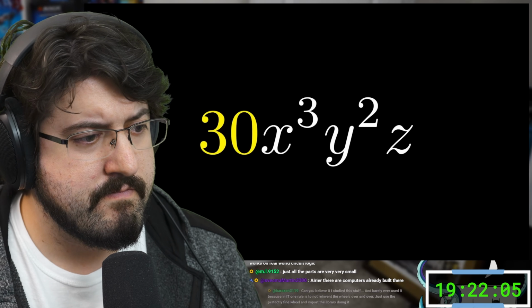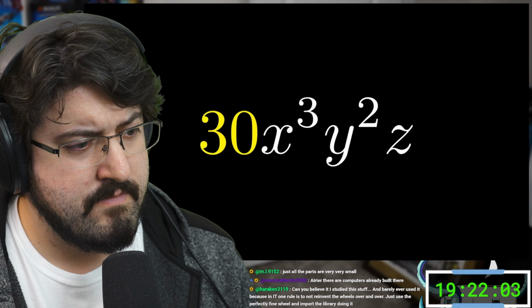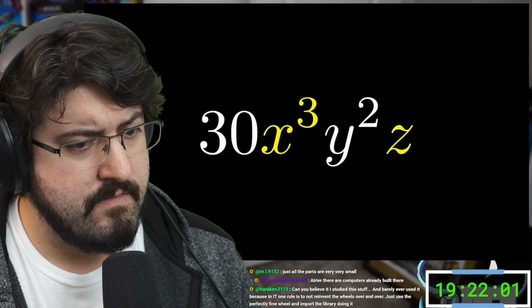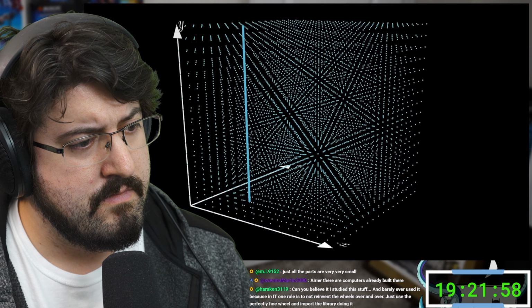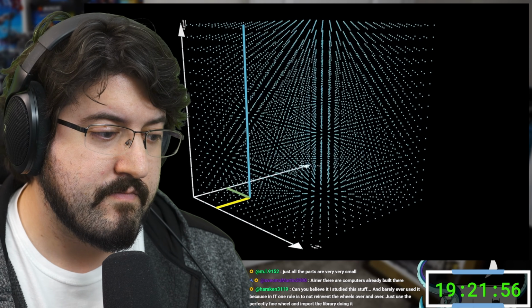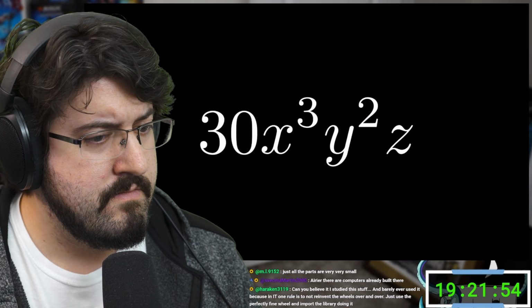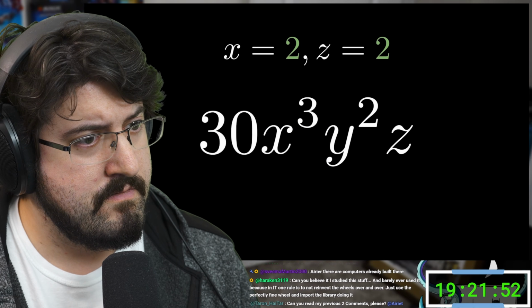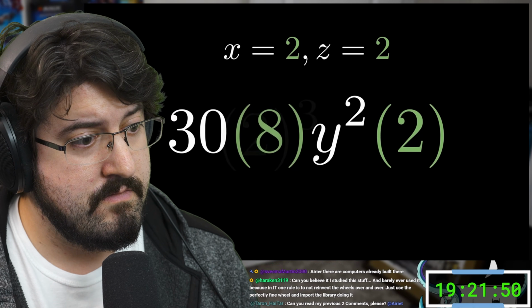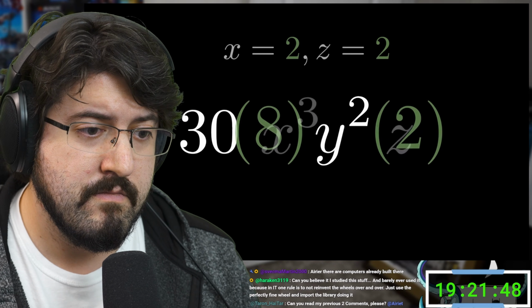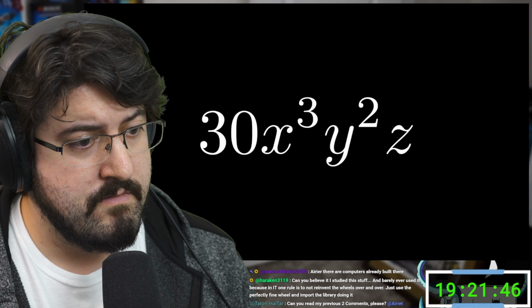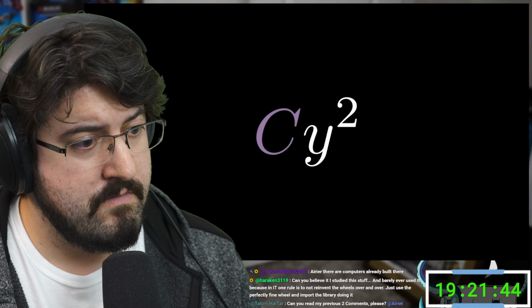30 is just a constant, and because we're focused on a single column, x cubed and z are constants as well. Remember, x and z are what define the location of the column in the first place. If we're in column, say, x equals 2, z equals 2, then x cubed is just 8 and z is just 2. Moreover, everything that's not y, at least for a single column, is just some constant.